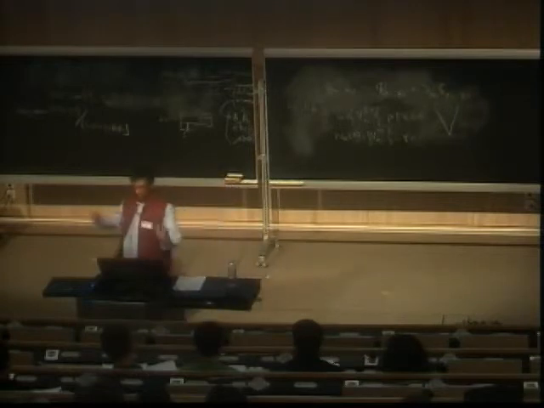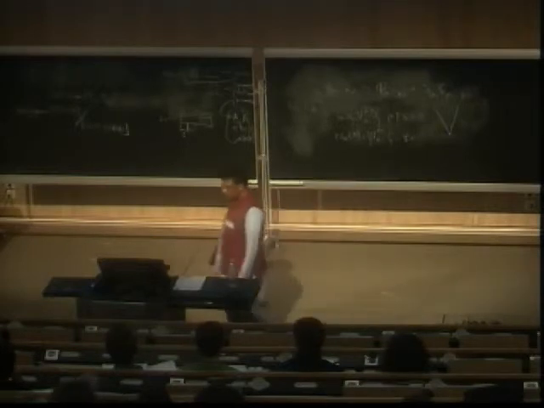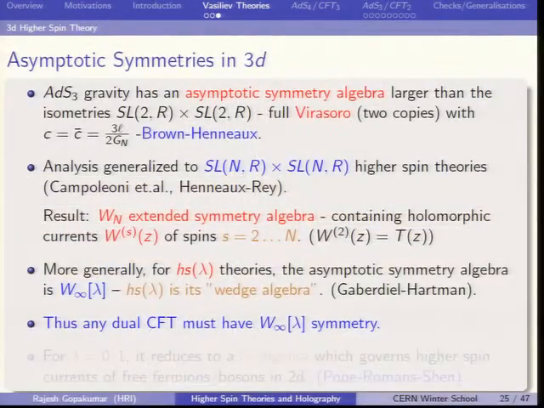Okay, so the asymptotic symmetry algebra is a much bigger symmetry algebra than the higher spin algebra, and by the same Brown-Henneaux type reasoning, any dual CFT must have this W infinity of lambda symmetry. This W infinity of lambda, by the way, I should have mentioned, was studied as a classical algebra by Figueroa-O'Farrill and others, but in the context of CFTs, it hasn't been very much explored.